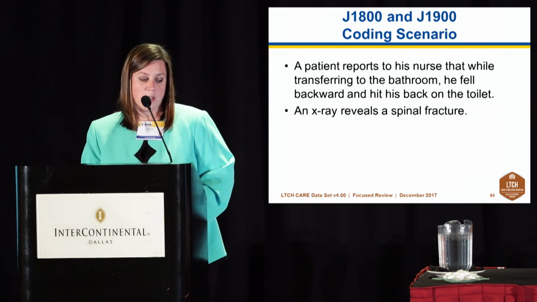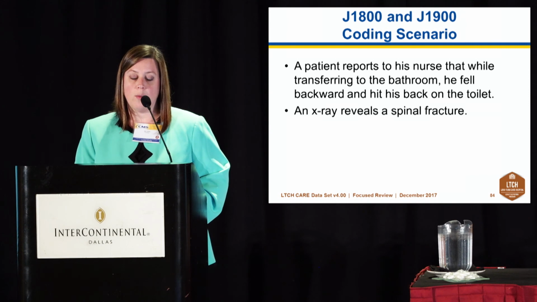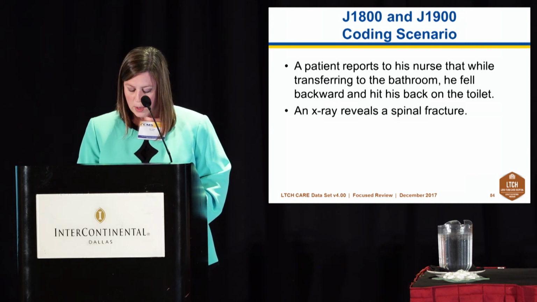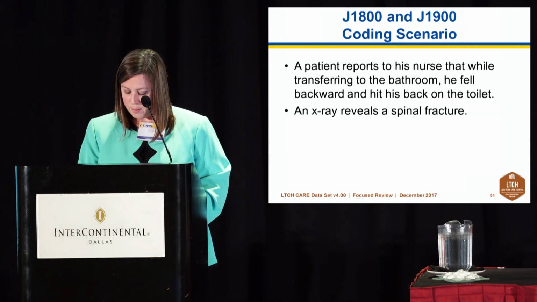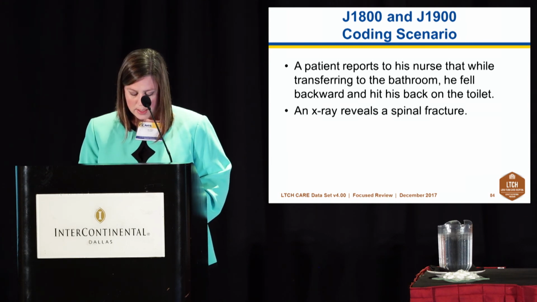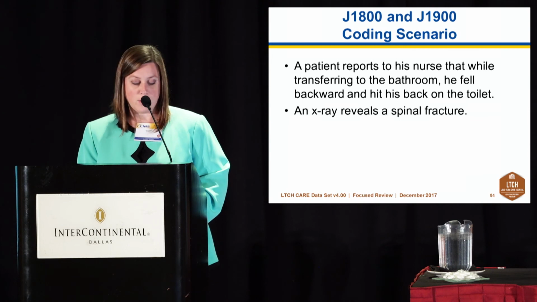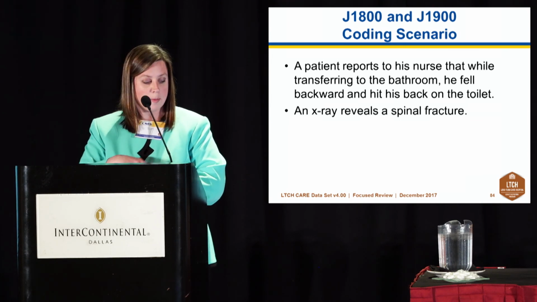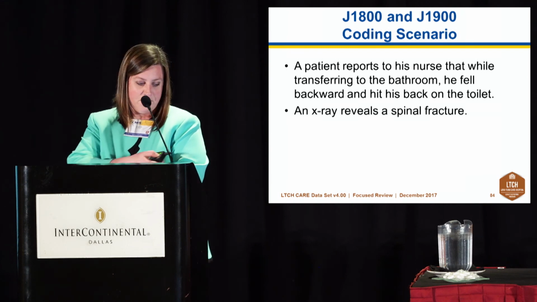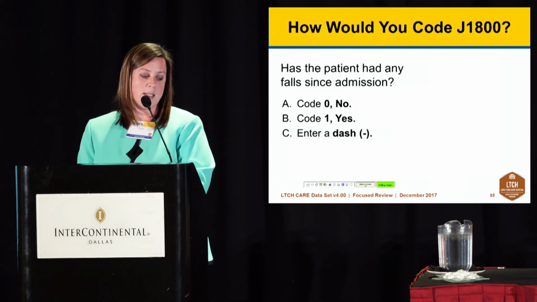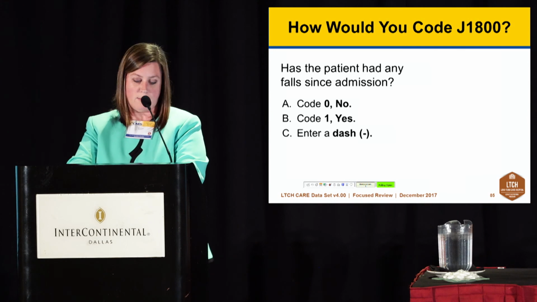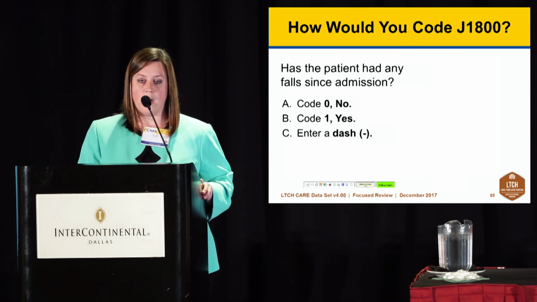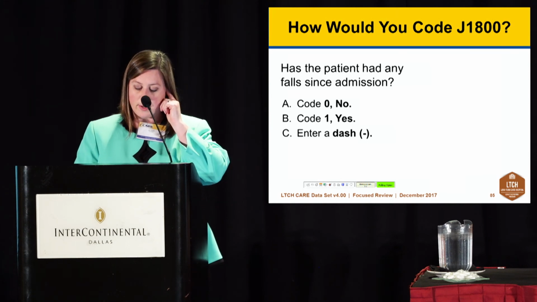So here's another coding scenario for J1800 and J1900. A patient reports to his nurse that while transferring to the bathroom, he fell backward and hit his head on the toilet. An X-ray revealed a spinal fracture. I don't know about you guys, but some of these are my worst nightmare, but in any case. So how do we want to code, has the patient had any falls since admission? We can code 0 for no, code 1 for yes, or enter a dash if we think that is appropriate.